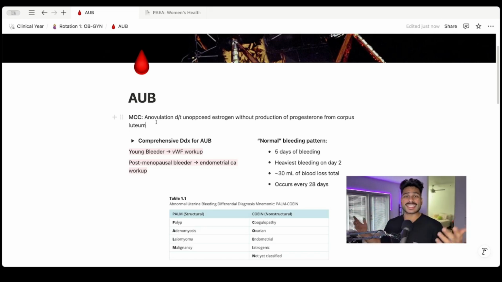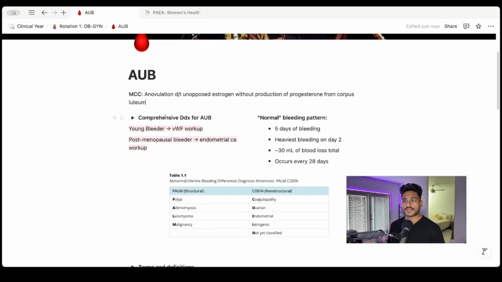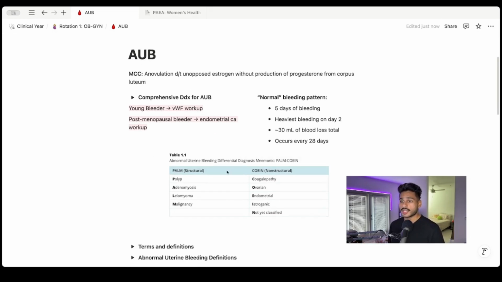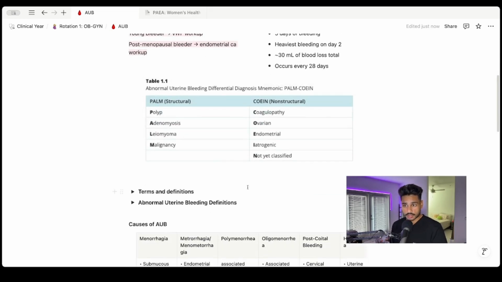I cannot miss it. So most common cause, and then it will be anovulation due to unopposed estrogen without production of progesterone from corpus luteum, right? So that's the most common cause. And then I go into some pathophysiology if I have to, because if I don't understand it, then I'm not going to retain it. So I go to the pathophysiology. And then there are important mnemonics out there. PALM-COEIN is a great one.